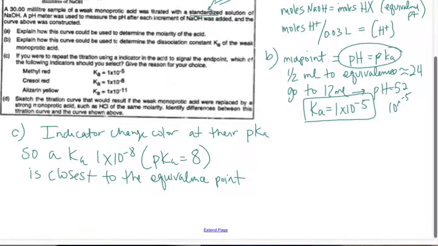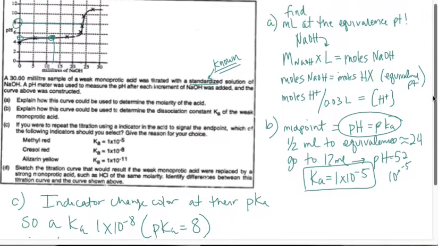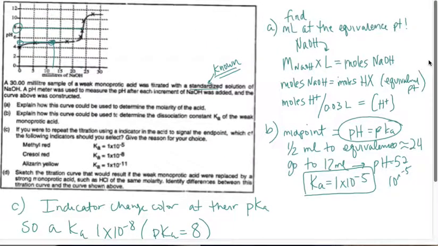All right, the last little bit of this problem. Sketch a titration curve. We're just going to put it on top of the graph. If the weak monoprotic acid were replaced by a strong acid, such as HCl, how would it look different? Start lower. It's now strong, strong. What's the most important part about strong, strong? Equivalence.